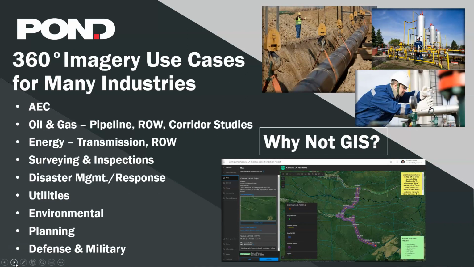360-degree imagery use cases for many industries. Here we see architecture, engineering, construction, oil and gas pipeline, ROW, and corridor studies. We use it in energy and transmission right-of-ways, surveying and inspection, disaster management response, utilities, environmental planning, defense and military.